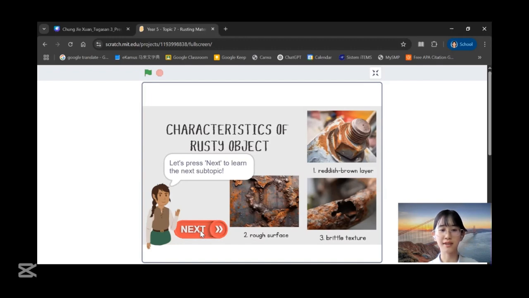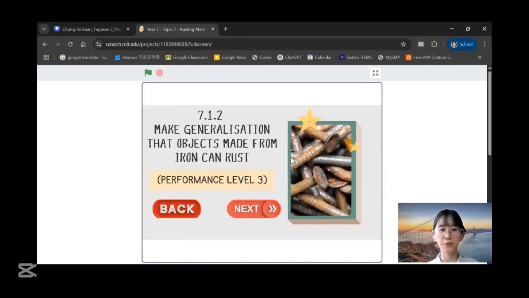So let's press next. So the second subtopic, the second learning outcome, is the generalization that objects made from iron can rust. So the performance level is 3. So let's press next.